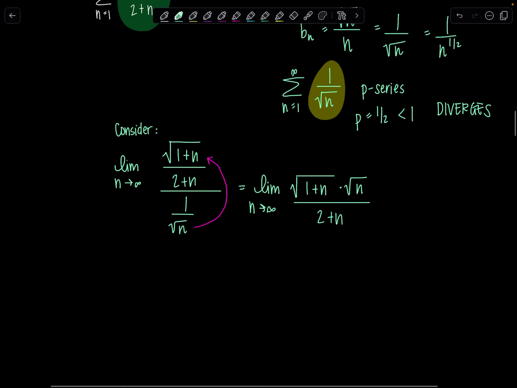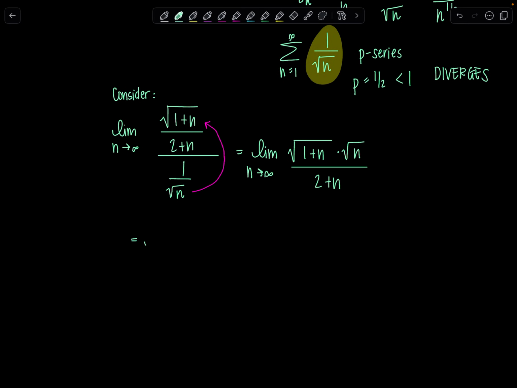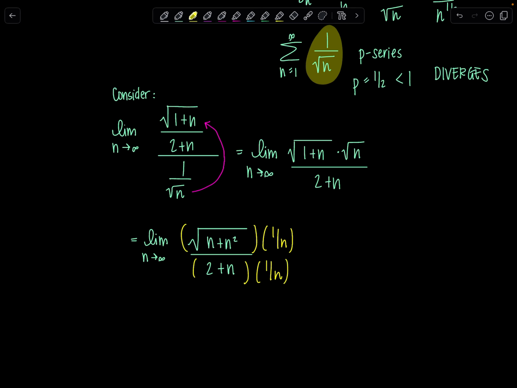Okay. Since both terms in the numerator are underneath the square root sign, I could put them underneath the same one and then distribute. So this is going to be n plus n squared underneath the radical, and then we have 2 plus n in the denominator. Good. Now to evaluate the limit, we're going to divide by the highest power of n from the denominator. So I'm going to multiply everybody by 1 over n. Same as dividing by n, 1 over n.